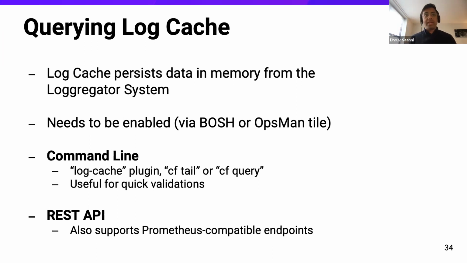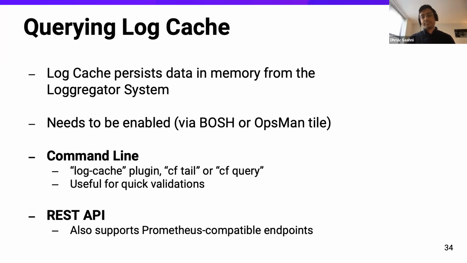So how do you query the log cache? Well, you can use the command line. It's useful for quick validations. The plugin is called the log cache plugin, and the way to use it is through the cf tail or cf query command. The log cache also provides a RESTful API. It actually supports Prometheus compatible endpoints. So if you're using some sort of Prometheus scraper, you can directly tie into log cache.